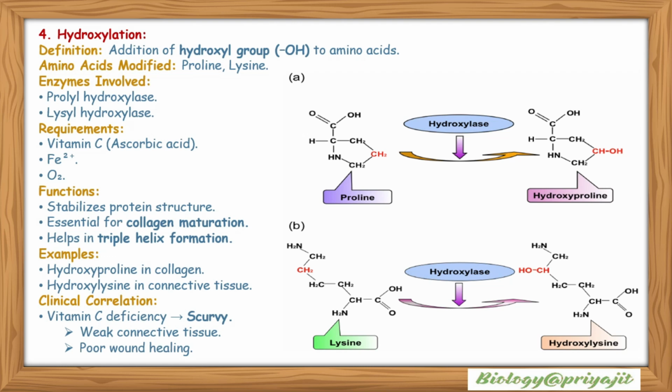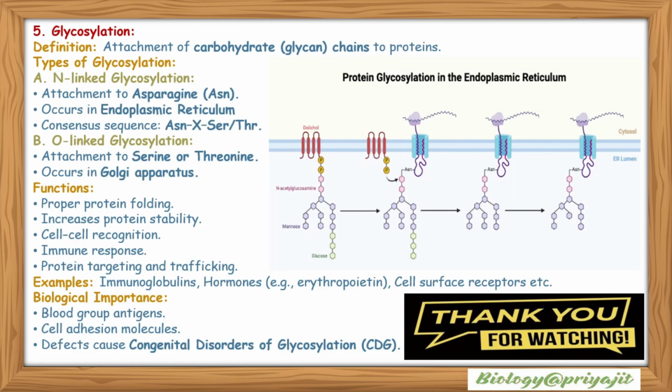So examples: hydroxyproline is found in collagen and hydroxylysine is found in connective tissue. Clinical importance: vitamin C deficiency causes scurvy, and that occurs due to weak connective tissue and poor wound healing. So this is the image showing the hydroxylation of proline and lysine with the enzyme hydroxylase, and they are respectively converted into hydroxyproline and hydroxylysine. Glycosylation, that is attachment of carbohydrate or glycan chains to protein, is called glycosylation.